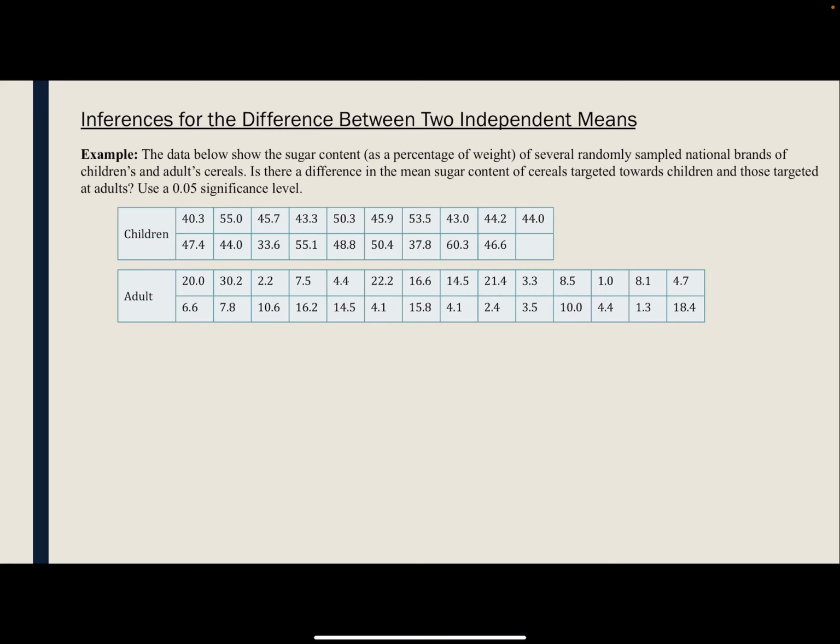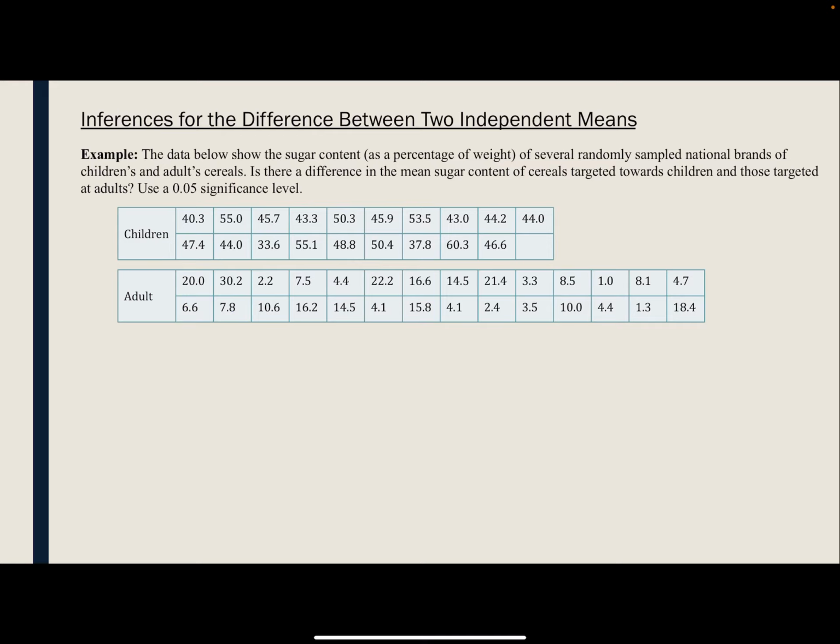Looking at this problem, remember that with the 1-sample t-test, which was just the t-test command, you could do it with either stats or data. The same is true with the 2-sample t-test. With this problem, I'm going to use data.